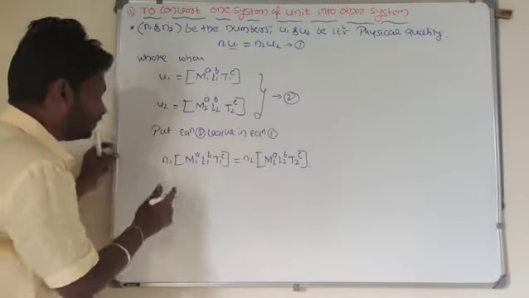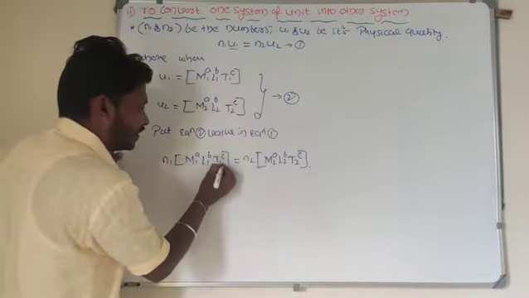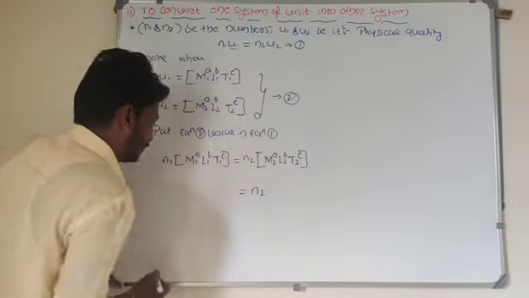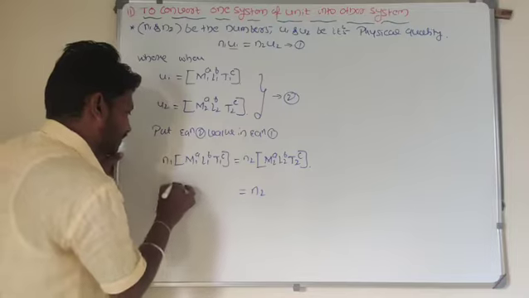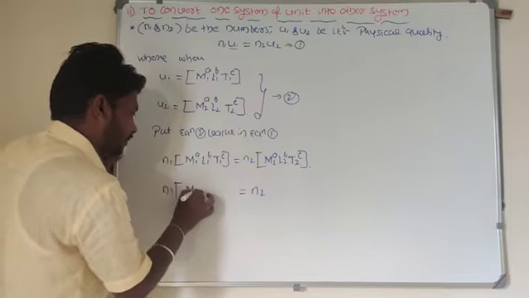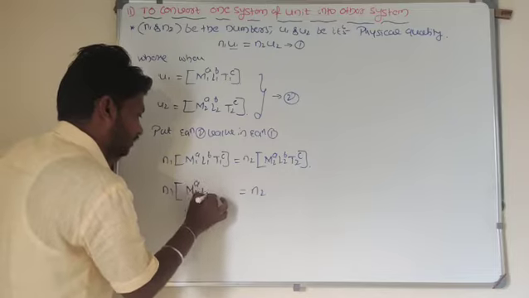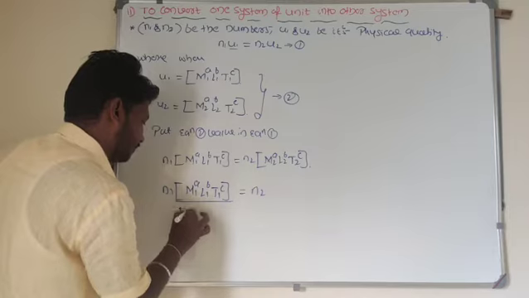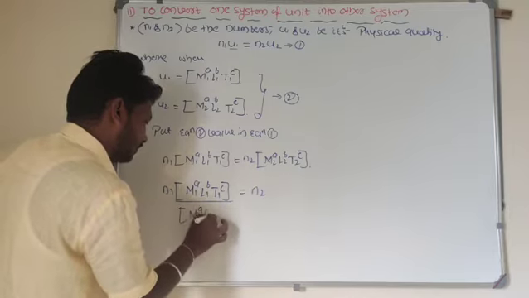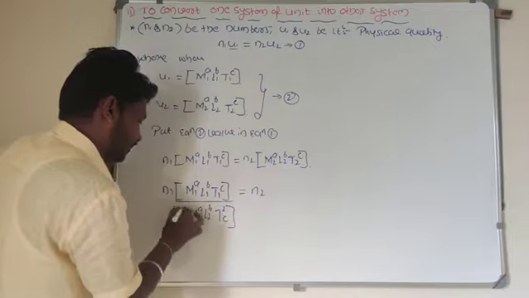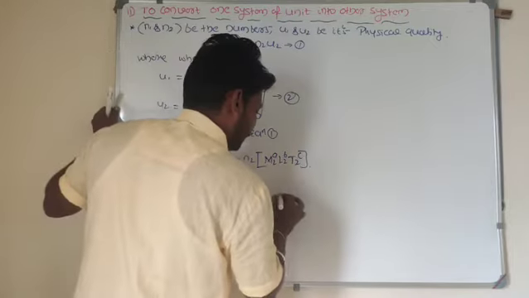So for example, N1 into M1 L1 T1 and M2 L2 into T2. N2 value I want to find out. So shall I rearrange here? M1 into A, L1 into B, T1 into C, or M2 of A, L2 of B and T2 of C here. Or I can rewrite in another form.